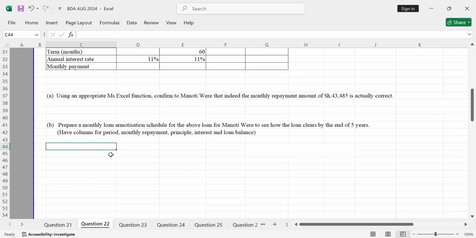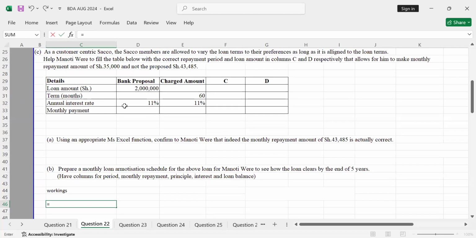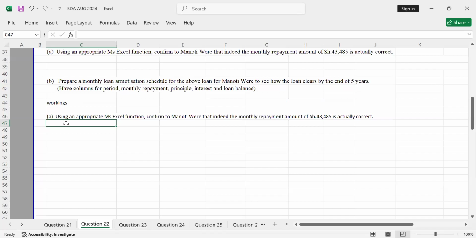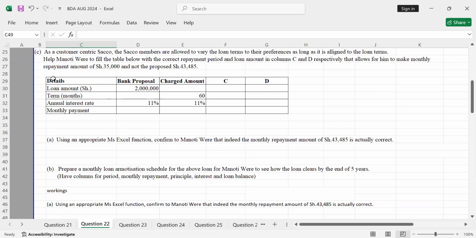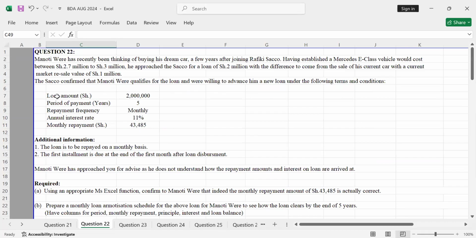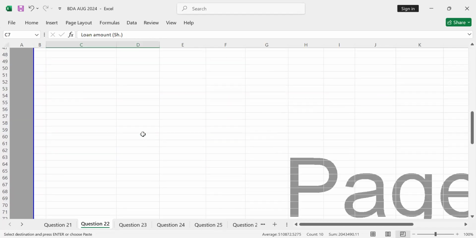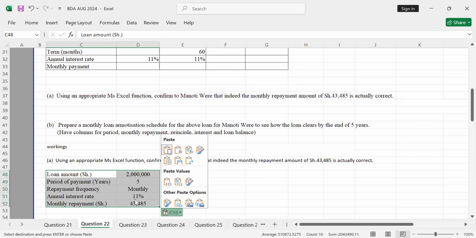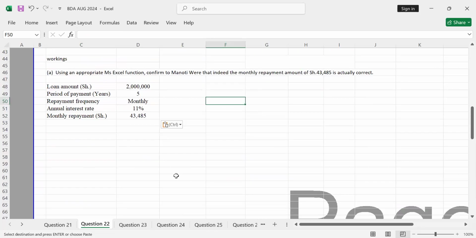So I can just have my workings here. So we begin with that question number 1, where I just say equals. We have the required there. So the first thing is we copy all this data that we have here. That is the data, Control C. So I can paste that data, Control V, just have the data here. That is the data from what we have here.